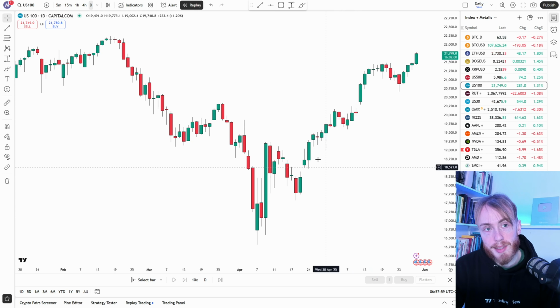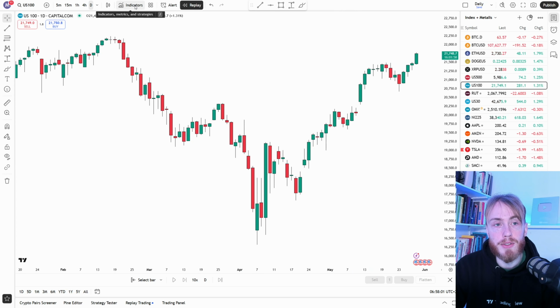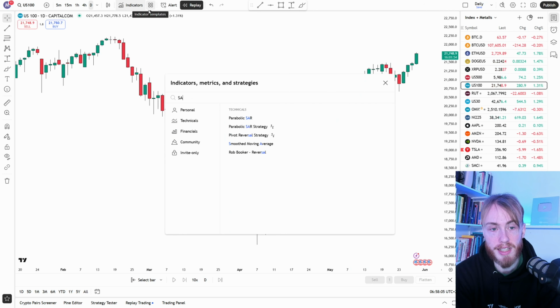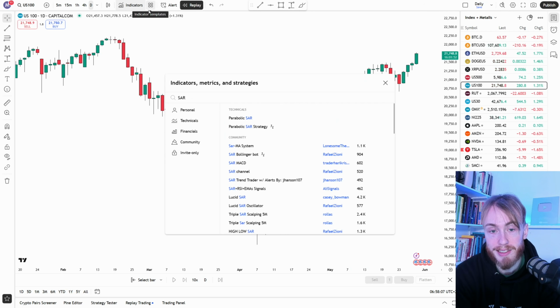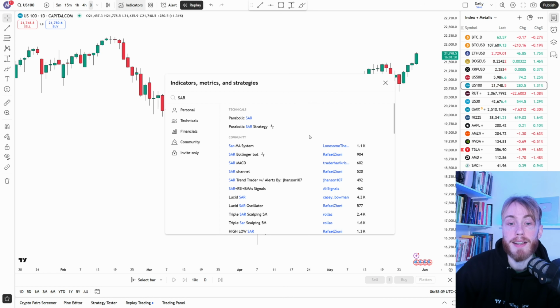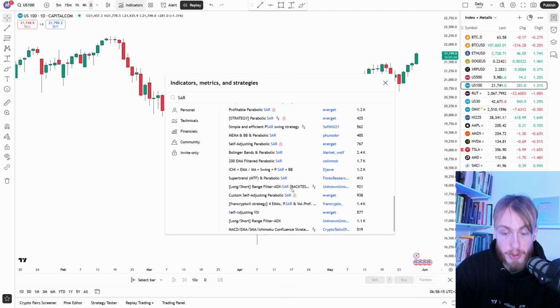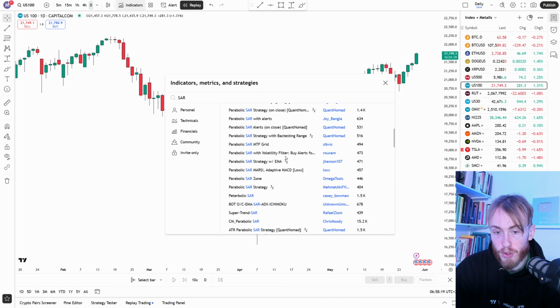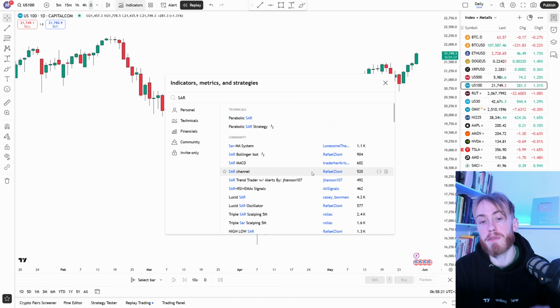And now to access the parabolic SAR, you want to navigate up here to the indicators tab in TradingView, and I think it's enough to just type SAR right here. And luckily, I do think this indicator is available for the TradingView free plan, but we do have multiple community-based indicators as well. And definitely not all of these are available for free.